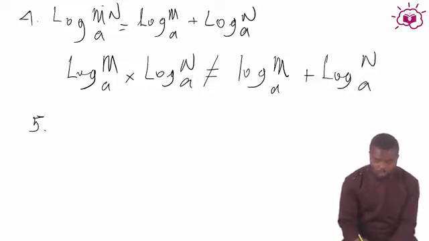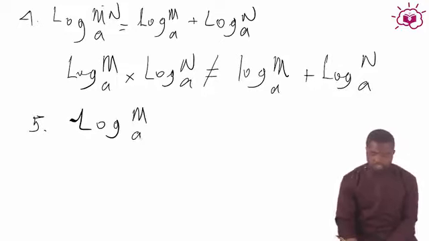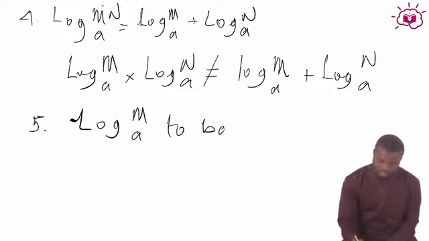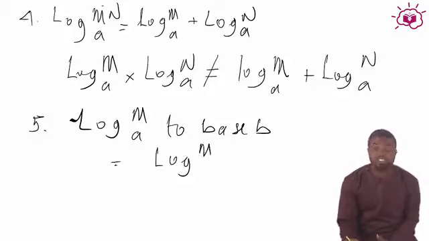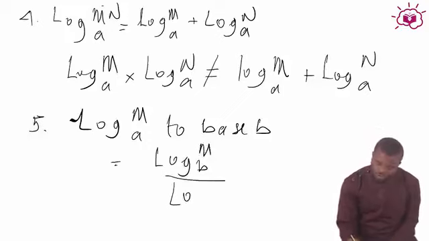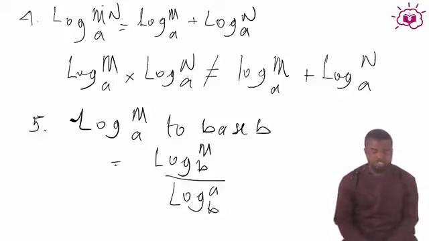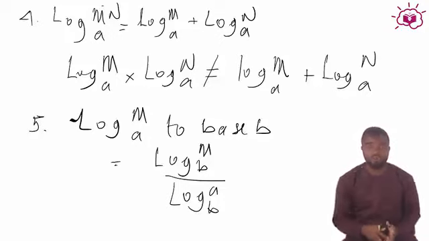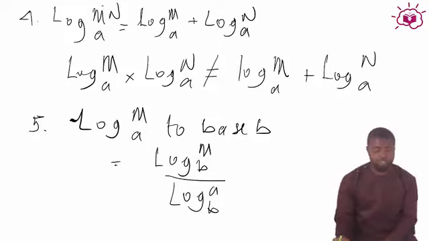The fifth rule will be log m base a to a base of b. This is called change of base. If I were to change this base, this would be log m base b, which is the new base we are changing into, all over log a base b, which is the new base. This is very important because we can reverse this process in a question, or we go through the normal way in a question. This is called the change of base.